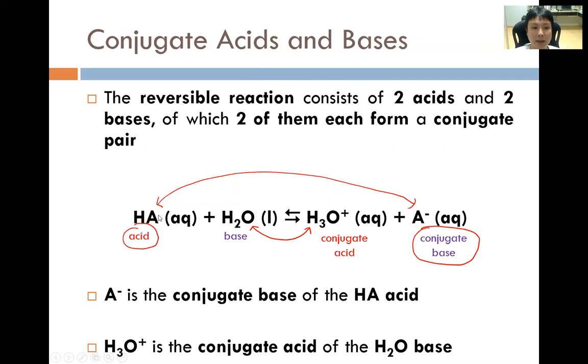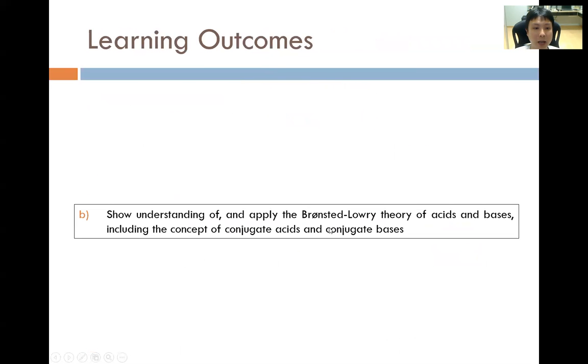So basically an acid, when it reacts, will form the conjugate base of itself. And when a base reacts, it will form the conjugate acid of itself. They basically are pairs of each other. With that, I hope you are now able to answer this learning outcome.